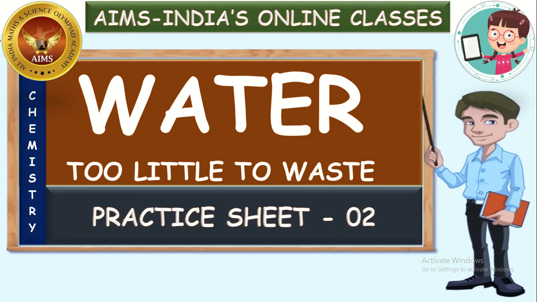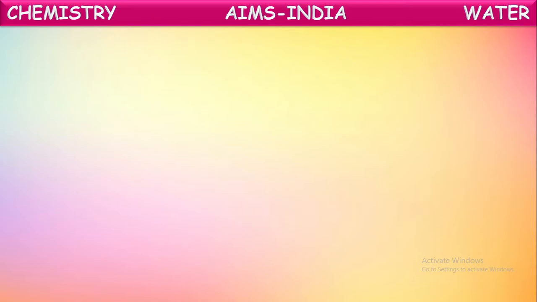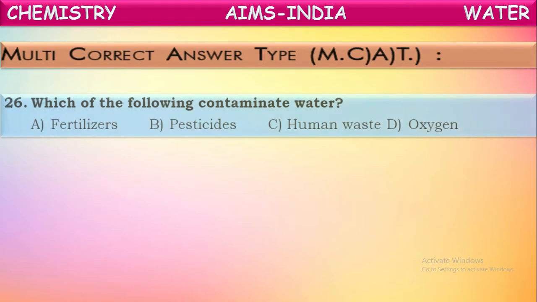Now we are going to see a practice sheet related to this chapter. That is practice sheet 2, which includes questions like multi-correct answer type, comprehension, matrix matching, analytical approach, statement type. These are different kinds of questions we are going to see now on this chapter water. Okay, let us start with multi-correct answer type questions.